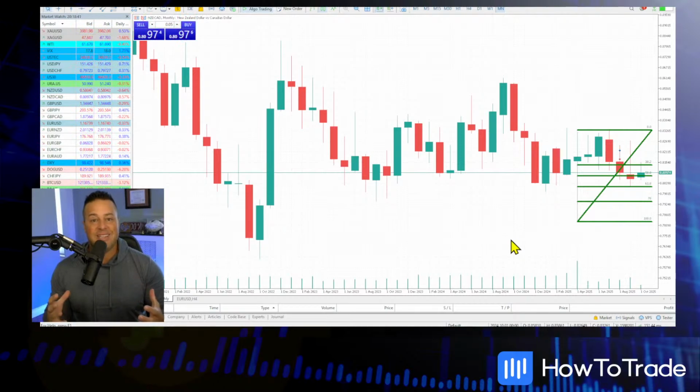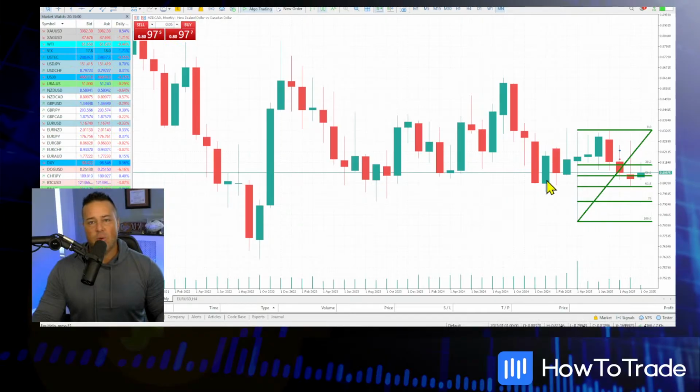But the bottom line is this. We're expecting the RBNZ to cut interest rates this evening by a quarter point. If they do that, or if they don't, we should get some movement out of this pair, the Kiwi CAD. Crude oil is sort of in a stagnant position today, not a big mover and shaker, but the RBNZ will dictate policy. That will be the big mover here.